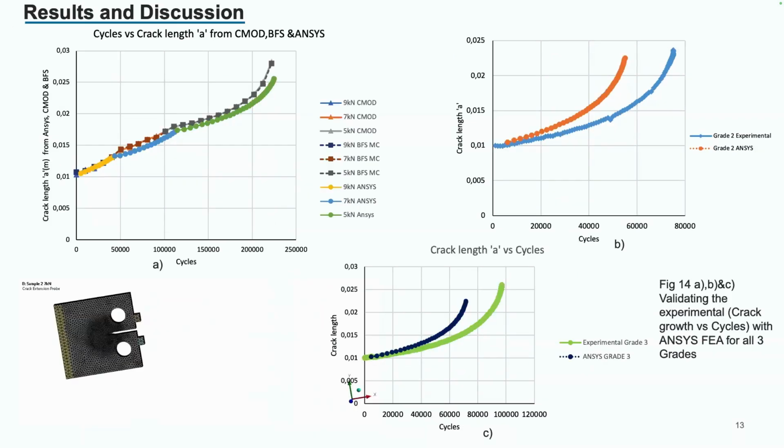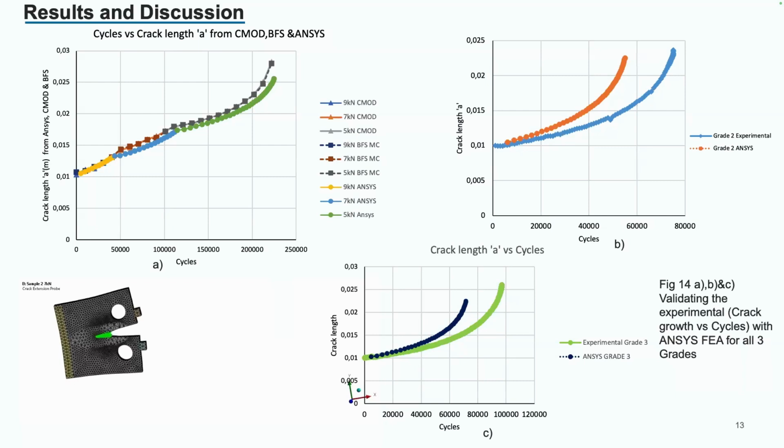And this is the comparison of my crack length versus number of cycles, where I compared the one I got from my crack mouth opening displacement gauge, the one from the back face, and the one from ANSYS. For grade 1, it's the comparison of all three. And for grade 2 and grade 3, as I mentioned earlier, we didn't have the back face measurement. So those are my results.